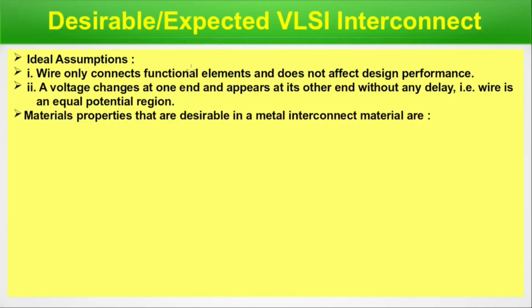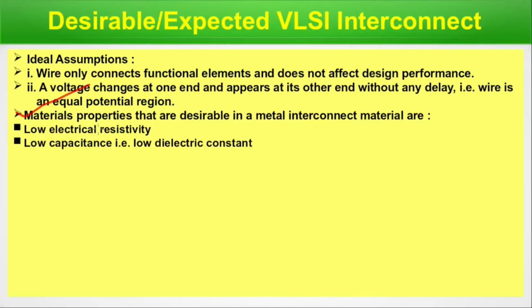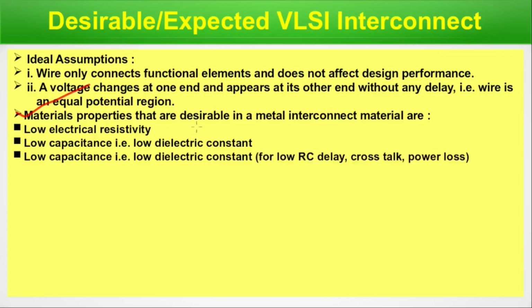There is a list of desirable properties of interconnects. Low electrical resistivity. It's always good to have lower electrical resistivity. Low capacitance, that is, low dielectric constant, for low RC delay, crosstalk, and power loss. High electromigration resistance. What is electromigration? We will discuss it later. Electromigration is a reliability issue for interconnects. Occurrence of electromigration actually leads to chip failure.